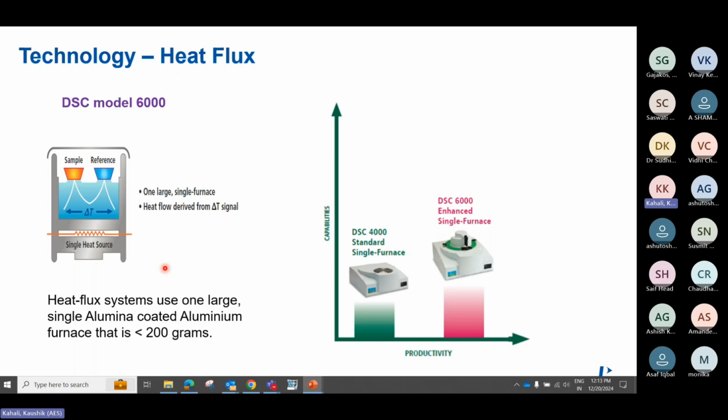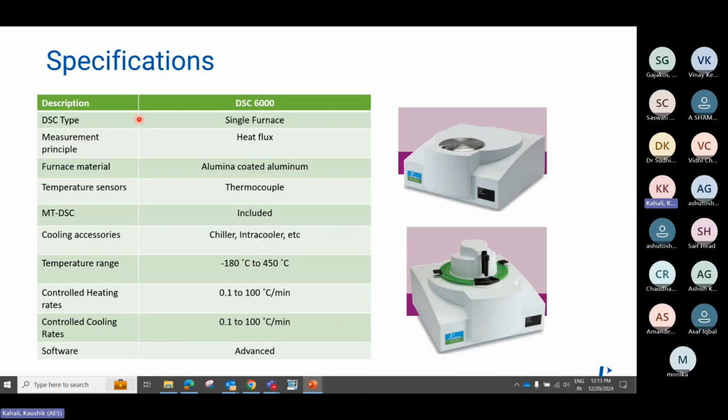So that is a heat flux DSC system, DSC 6000, where the furnace is alumina coated aluminum, and the weight of the furnace is very less, 200 gram. That is why the heating and cooling are precise and fast for this DSC 6000 system. Specification wise, this is basically a single furnace. As I showed you, there is a common furnace where the places are there to put your sample and reference pan. The measurement principle is heat flux.